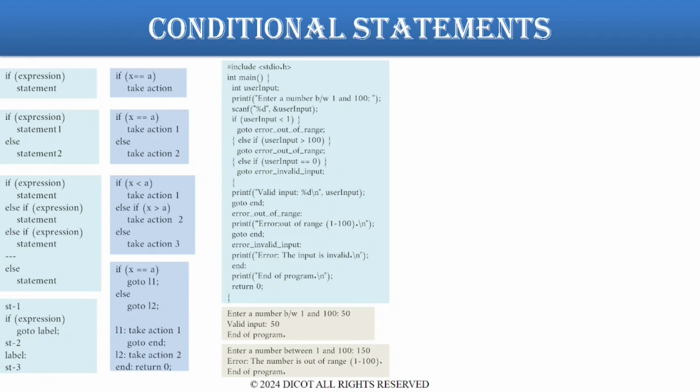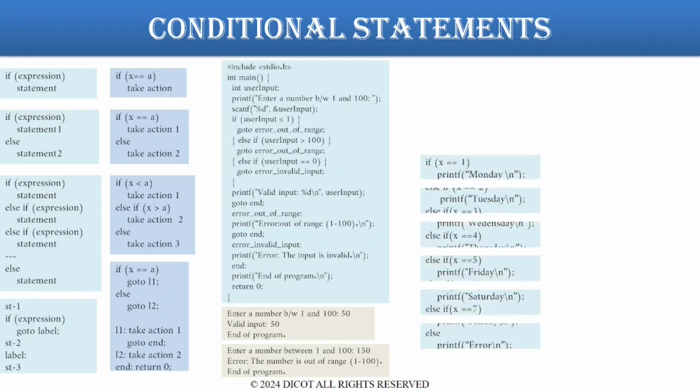Now, let's write a program to map the name of the day in a week with its position in the week. For example, the user inputs a number and the program outputs the day of the week. If the input is 1, the day is Monday. If the input is 2, the day is Tuesday. If the input is 7, the day is Sunday. If the input is other than 1 to 7, the program outputs an error. This program can be implemented using an if-else-if construct as shown.